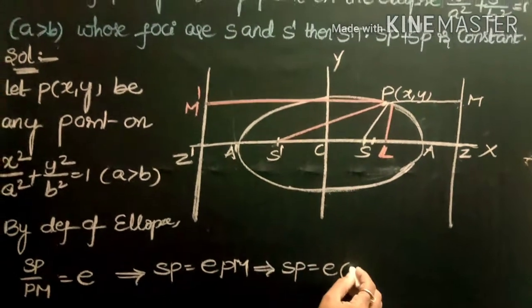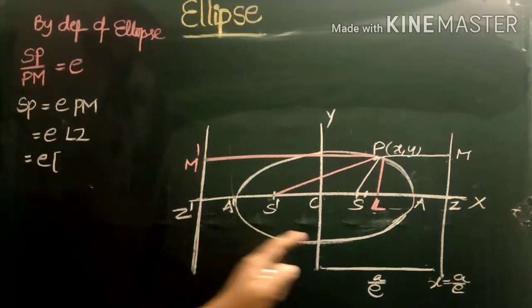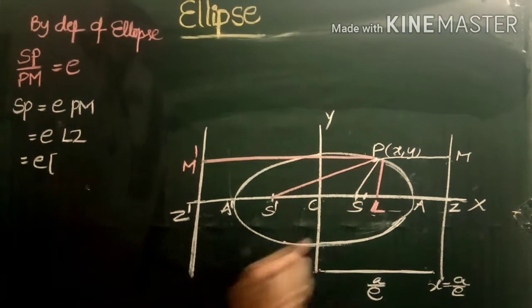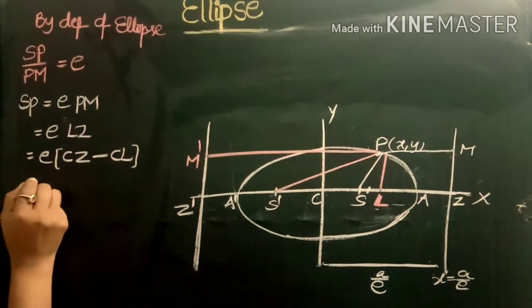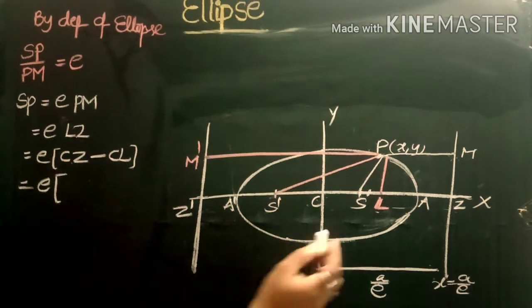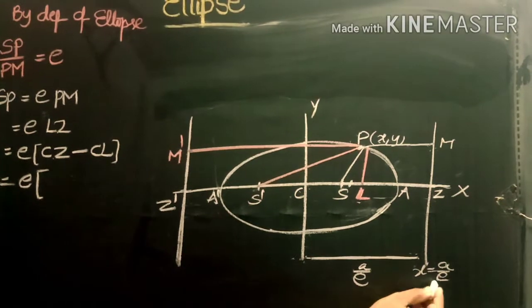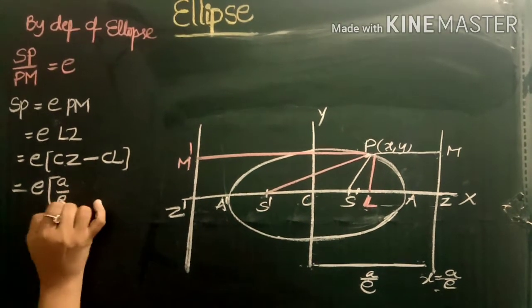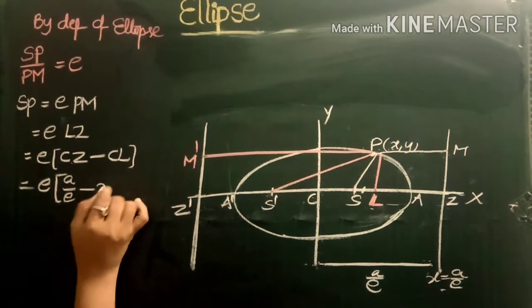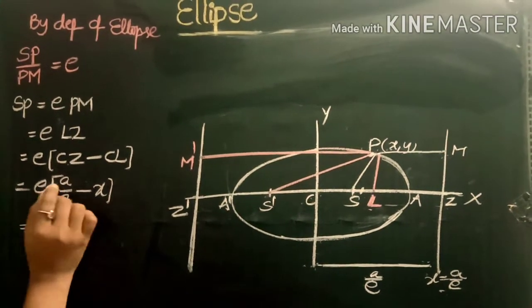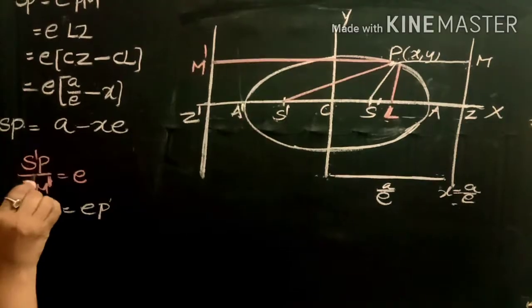What is PM value? From the diagram we have that PM is equals to LZ, and this value is equal to CZ minus CL. So in place of LZ we write the value CZ minus CL, and this is equals to e into CZ minus CL. What is CZ value? Already we know that the distance between the directrix and y-axis is equals to a by e. So we are taking that value here, a by e minus CL. CL is nothing but the x coordinate of the point P, which is taken as x here. Now multiplying these two values by e we get the value a minus xe. Now this is the value of SP.